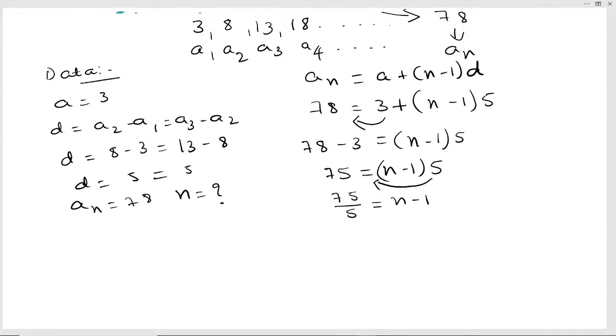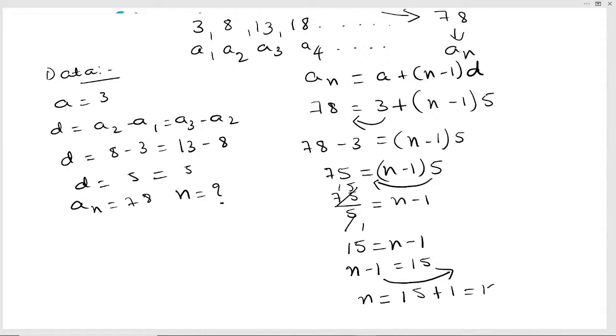So 5 ones are 5, so 15 fives are 75. So 15 equals N minus 1. Now I'll write the reverse of this, so N minus 1 equals 15. Now send minus 1 to the right hand side. So N equals 15. If you send minus 1 to the right hand side, it will become plus 1. So the answer is 16.